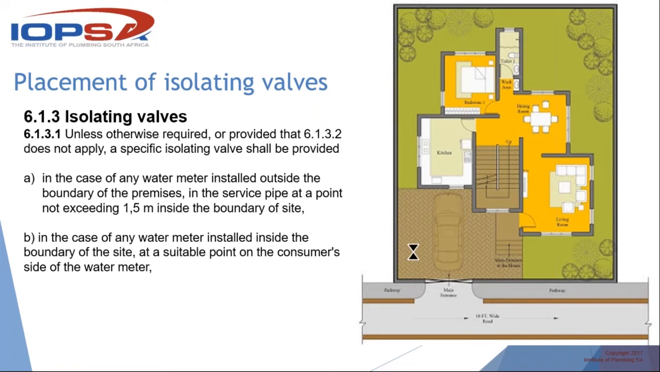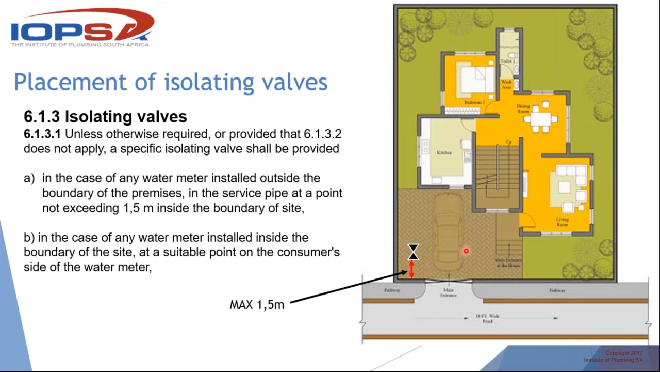Then it starts. A, in the case of any water meter installed outside the boundary of the premises. So if that water meter is installed outside the boundary of the premises, then it shall be in the service pipe at a point not exceeding 1.5 meters inside the boundary of the site. So in other words, that distance over there is a maximum of 1.5 meters in the case where you've got a water meter installed on the outside of the boundary.